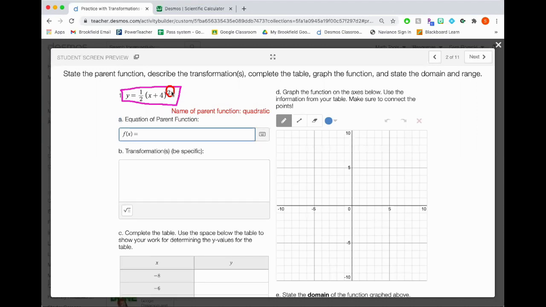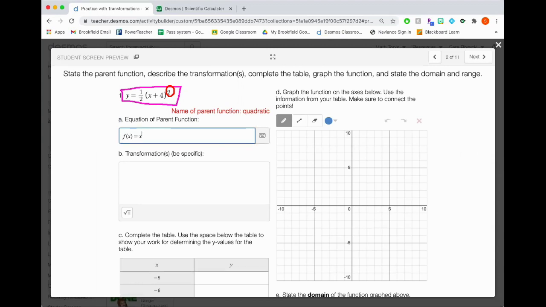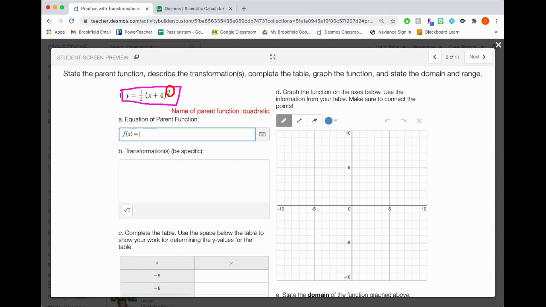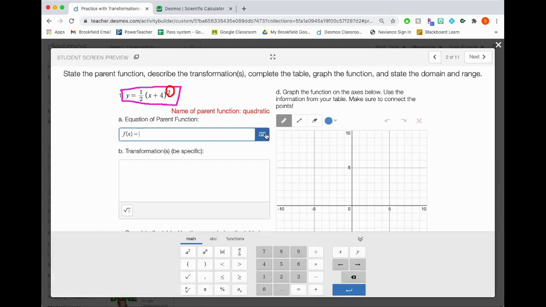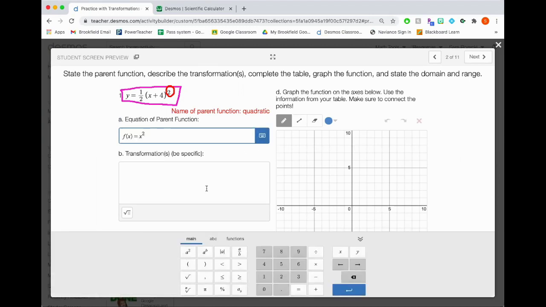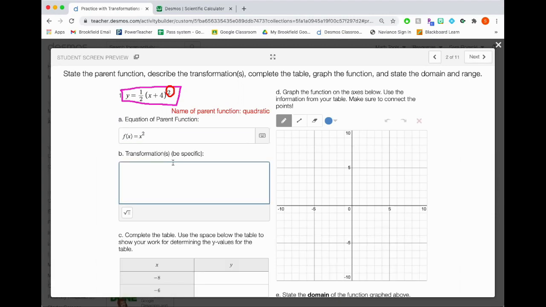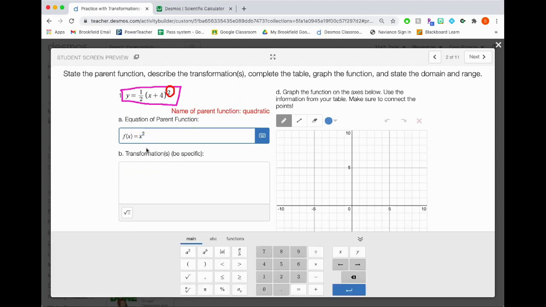So on your computer, you have two options to type x squared. You can type the x and then shift 6 to get up into the exponent, or you can click on the keyboard and type x and then the squared button is here, so x squared. And that's my parent function. So then the transformations basically is what's different about the given equation compared to the parent function equation.